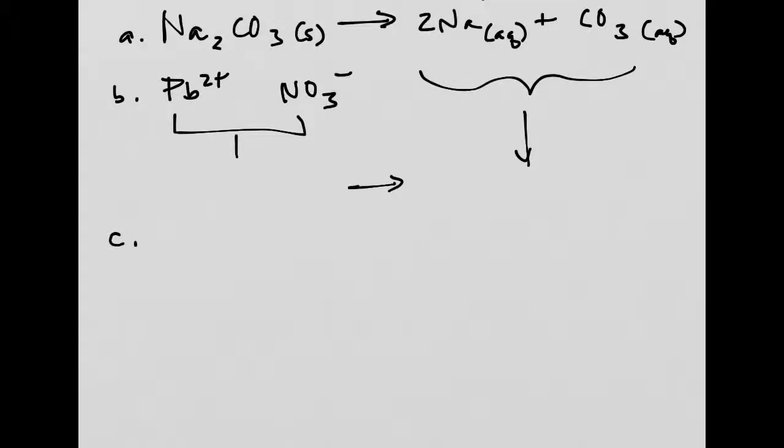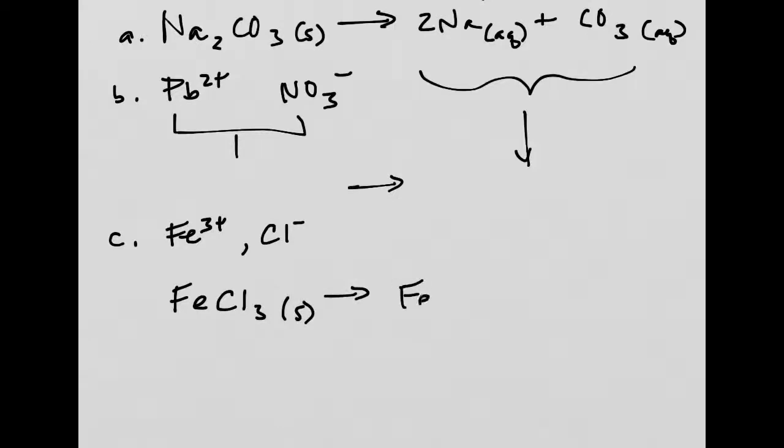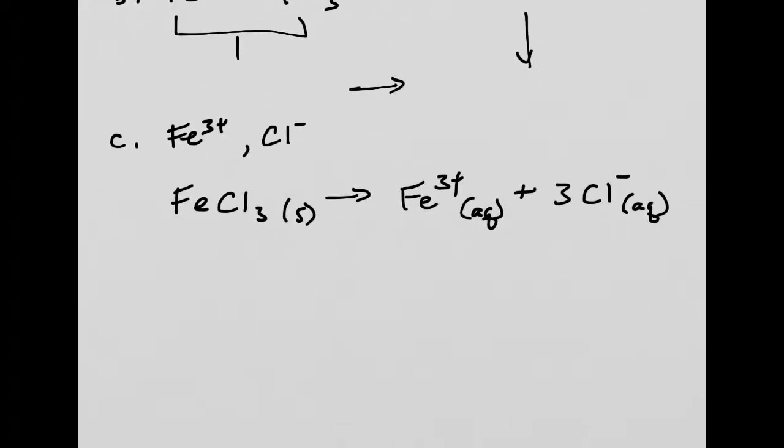And for C, I'm going to do this one for you. We have iron 3 chloride, so iron is 3+. The chloride ion always is minus. When we combine this properly, it's FeCl3 solid, and that breaks up into 1 Fe3+ (aq) plus 3 Cl- (aq). Those are the 3 different dissociation equations.